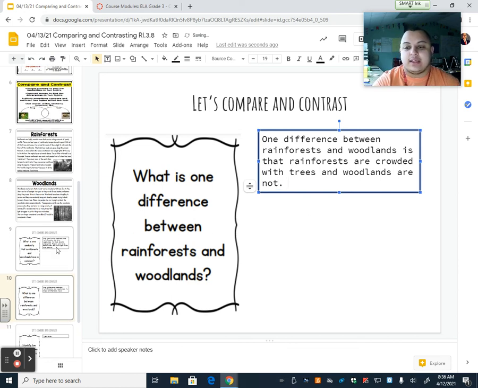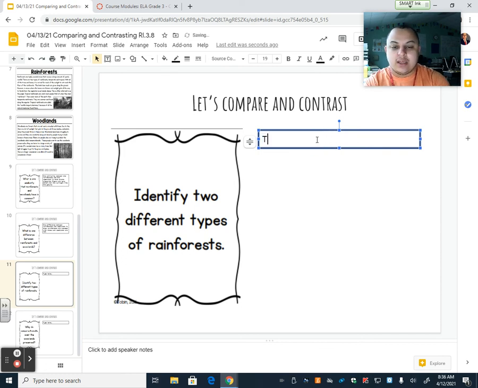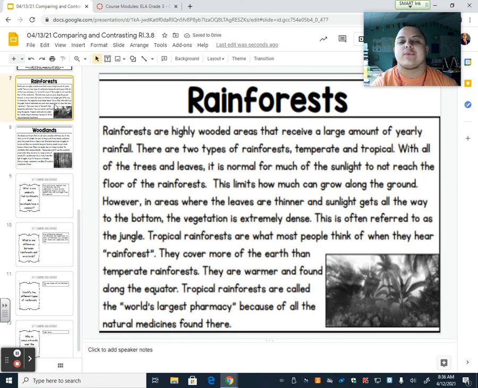All right. Moving right along. This next question says, identify two types of rainforests. So this question is specifically asking about rainforests. So let me start my answer. The two types of rainforests are. All right, and we don't even have to worry about woodlands. We're going to go straight to rainforests, and we're going to start reading again.